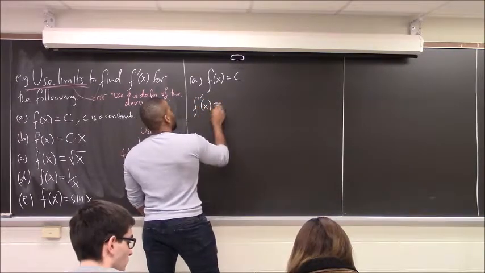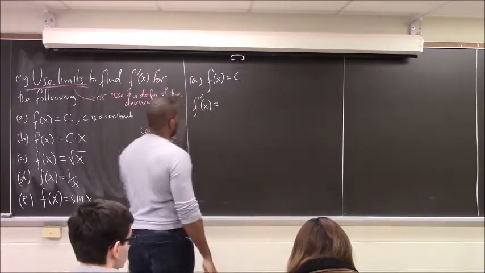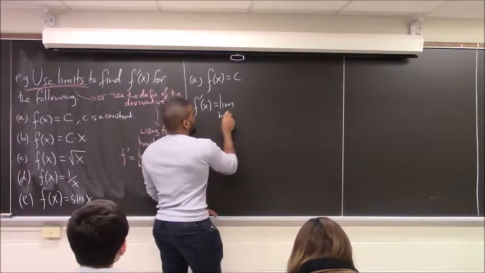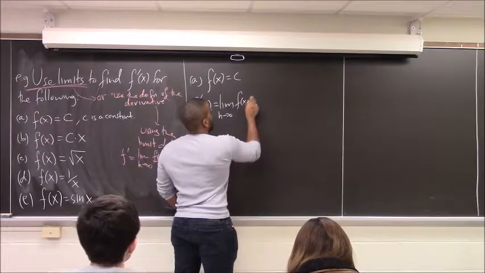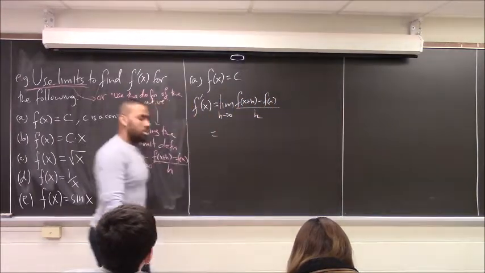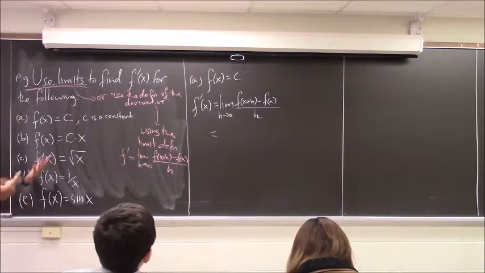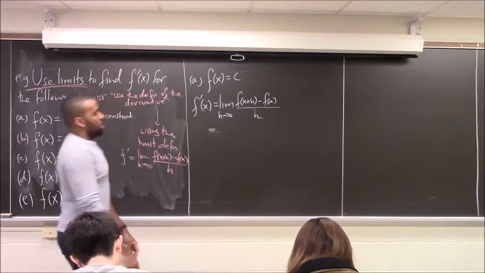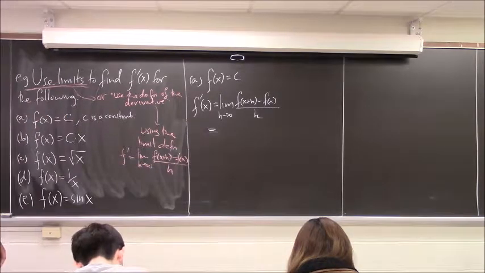So let's find f prime of x if our function is a constant. We know the derivative is given by the limit as h approaches 0 of f of x plus h minus f of x, all over h. Again, keep writing down the formula until you have it burned into your brain, fully memorized. Any guesses as to what the answer would be?